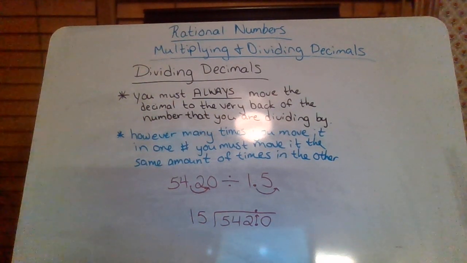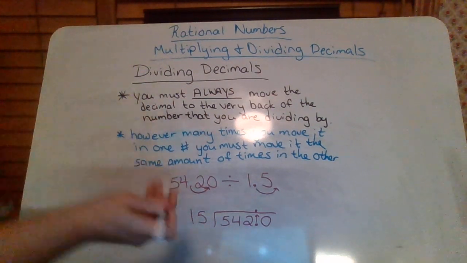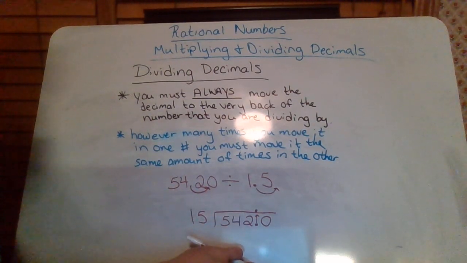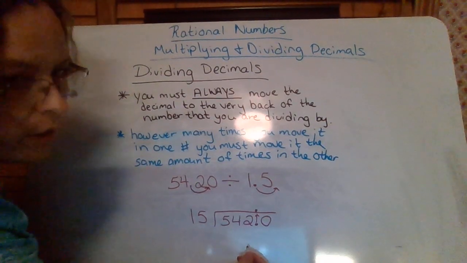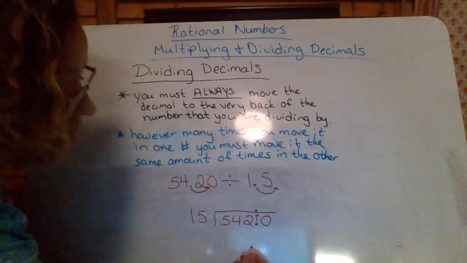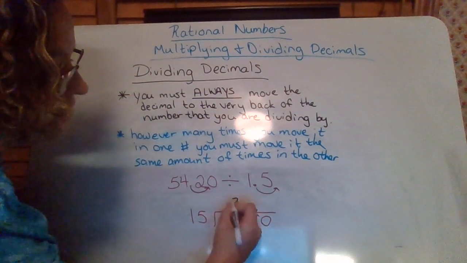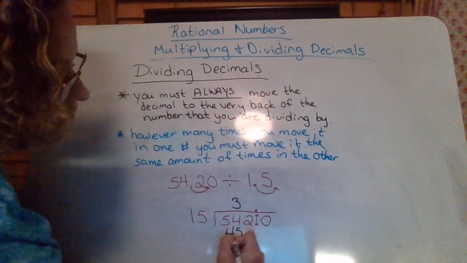How many times does 15 go into 54? I know, oh, Ms. Long, that's a big number. I know. You got to know your multiplication tables, though. But it goes 3 times. 15 times 3 is 45.